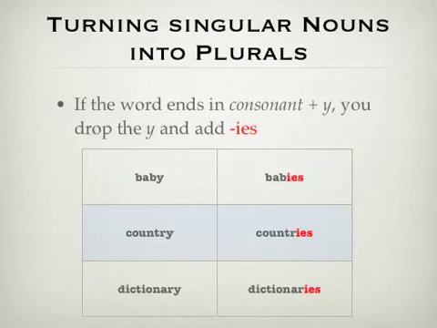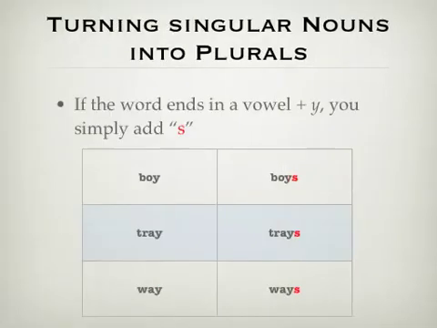Country, R-Y are the last two letters. R is a consonant followed by a Y. So that tells us, aha, to make it plural, it's C-O-U-N-T-R-I-E-S. Same thing with dictionary, ends in an R-Y. So to make it plural, we add I-E-S, after dropping the Y, I should say. If the word ends in a vowel and Y, you just add the S. So look at boy, last two letters, O-Y. O is a vowel followed by the Y. So we just add an S to make it boys. Tray, A is a vowel followed by the Y. So we just add an S to make it trays. And the same with way, A-Y, just add an S.